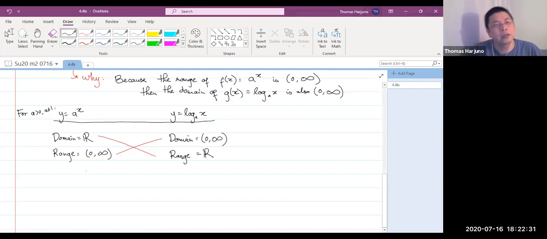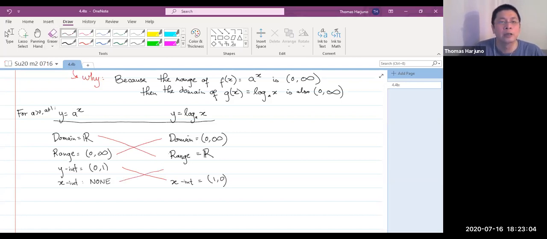Okay, we can go even further, saying that for a to the x, the y-intercept is (0, 1), right? Now that later on will become the x-intercept. The x-intercept for the log function, log base a of x, is (1, 0). For the exponential function, we don't have an x-intercept: a to the x, no x-intercept. Now, when you swap x and y, then that x-intercept will become the y-intercept in the log function.